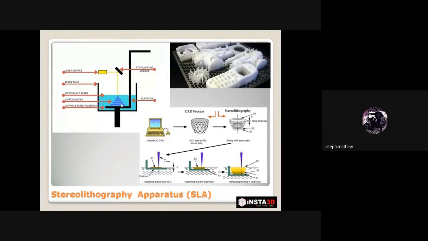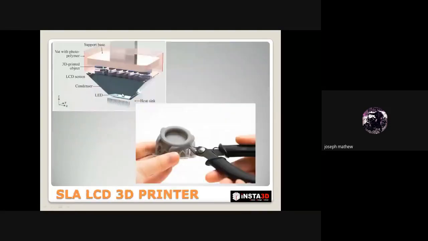In this technology, the platform moves from the upside to the downward direction, that is a top to bottom approach. So in the SLA machine using the top to bottom approach, the laser light cures the resin and forms the first layer, and then the second layer and third layer.